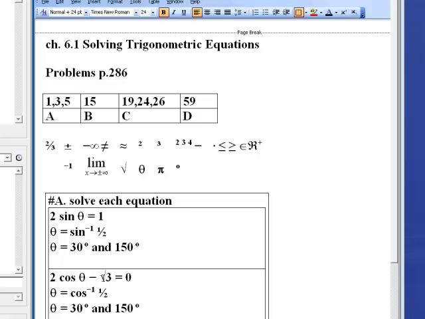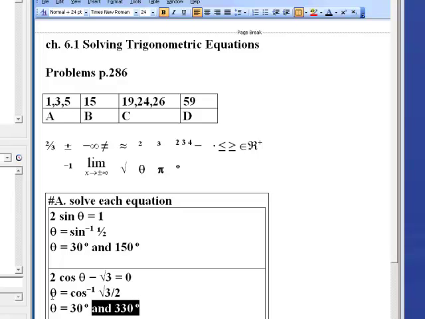So we're going to get the square root of 3 to the other side, add it, and divide by 2. So we're going to have square root of 3 over 2. We know that the reference angle to that one is 30 degrees. So there it is, 30 degrees in the first quadrant. And of course the cosine is also positive in the fourth quadrant, so the other solution is 330 degrees.